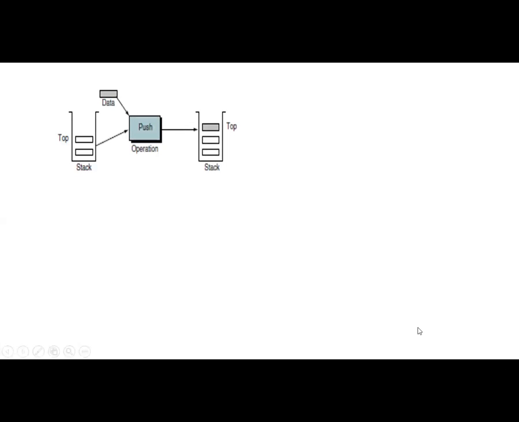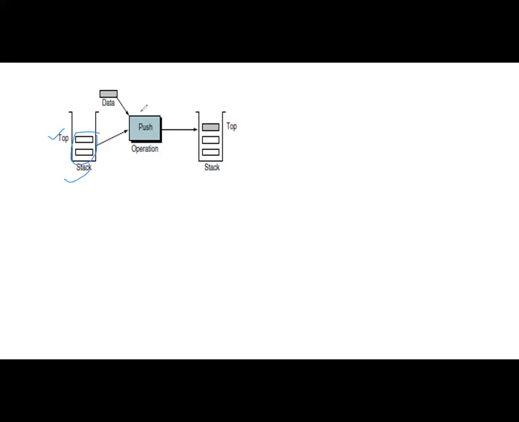For example, this is my stack. Right now on this stack there are two atoms. Which atom can we access? We can access only the topmost atom, not the second last one. We can only access the topmost atom.